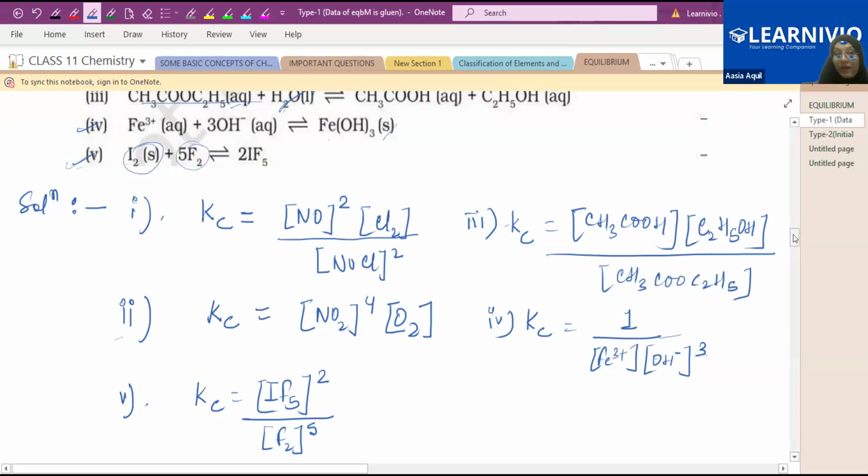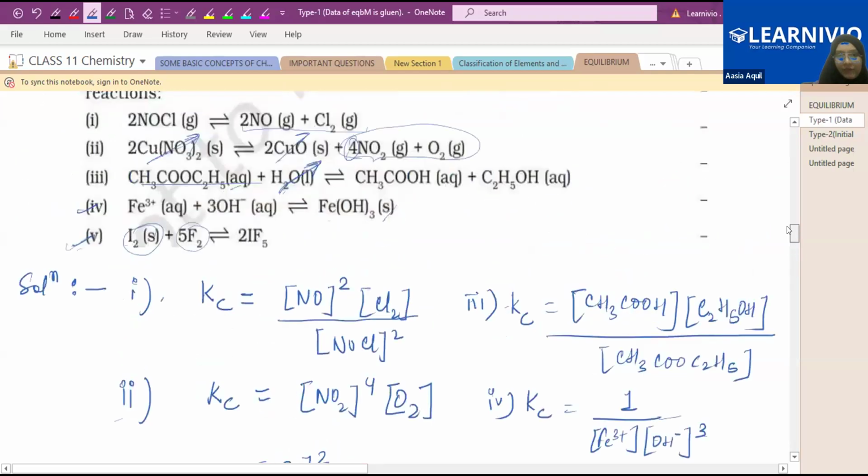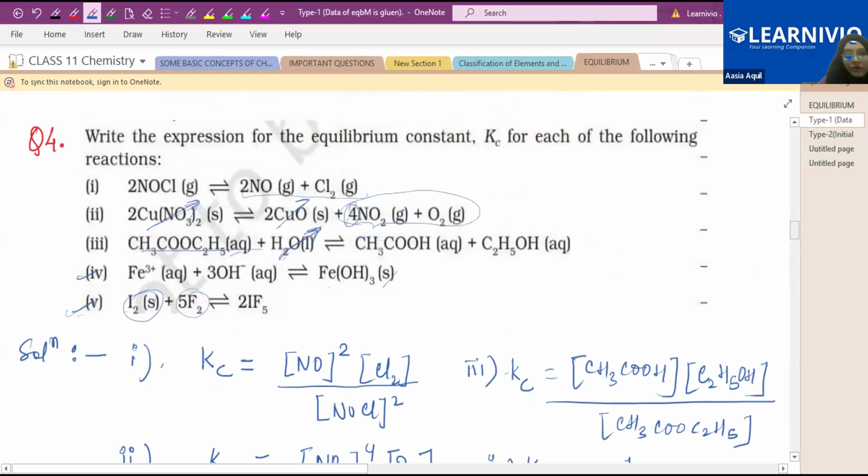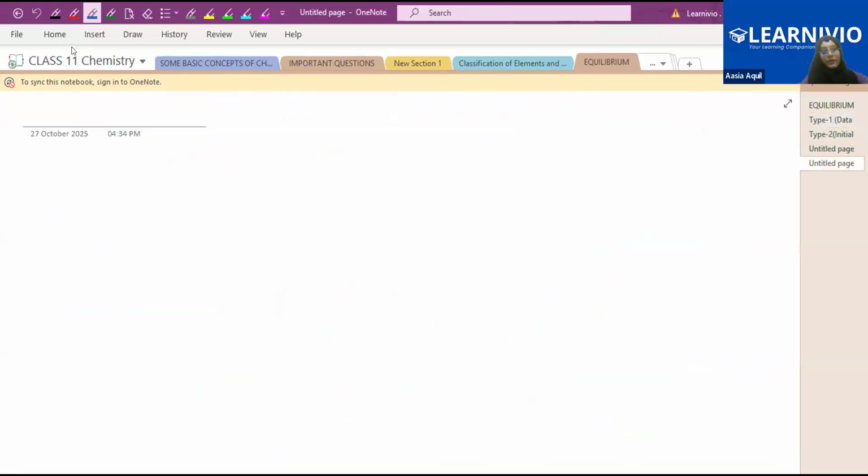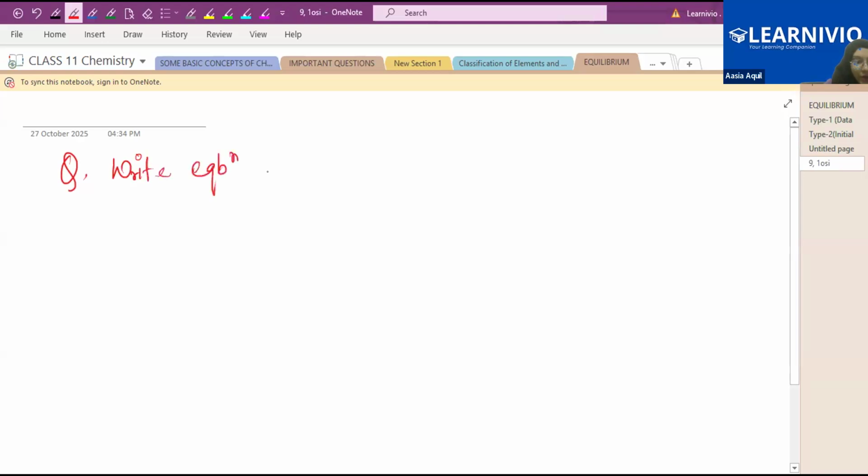Okay, now let's move to the next topic. One more question I just gave you in your homework, I'm discussing it over here. Second question. In this question, again, it's not mentioned that you have to write down the Kc or Kp. Accordingly, you will write down where you have to take the Kc and where you have to write down the Kp. I will tell you where. So the question is: write the equilibrium constant expression.